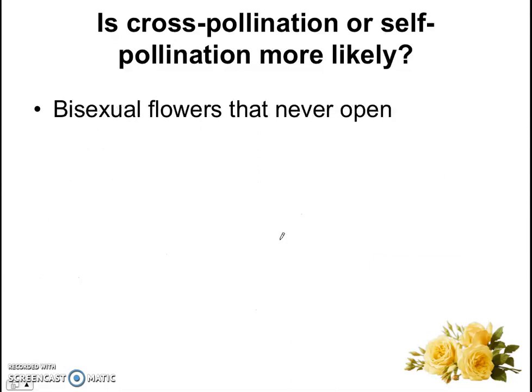Okay, and finally, some plants have bisexual flowers that never open, right? So they just remain closed. In this case, it's encouraging self-pollination because the anthers in that flower will just pollinate the stigma in that flower.